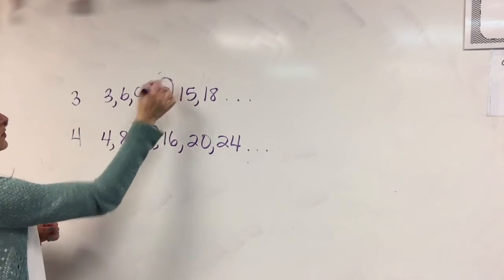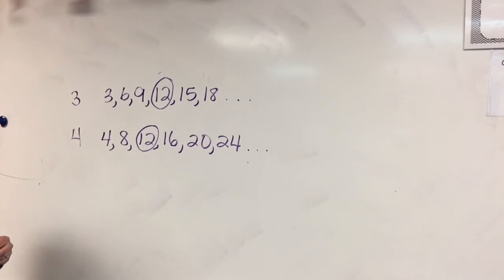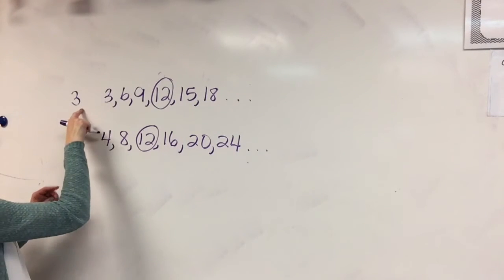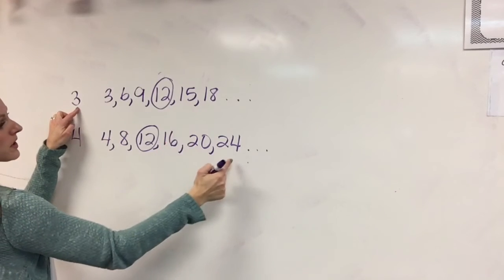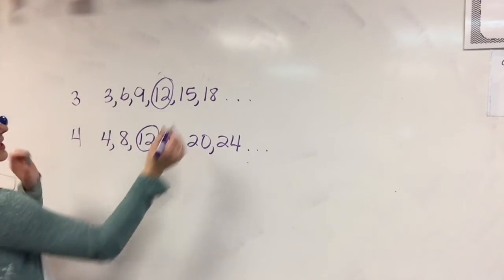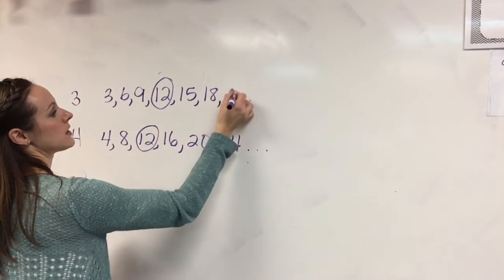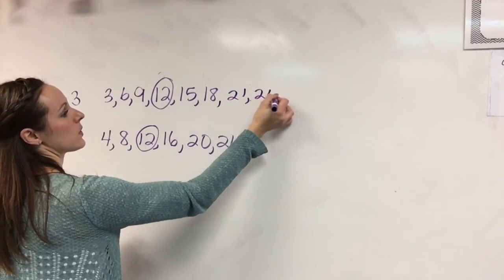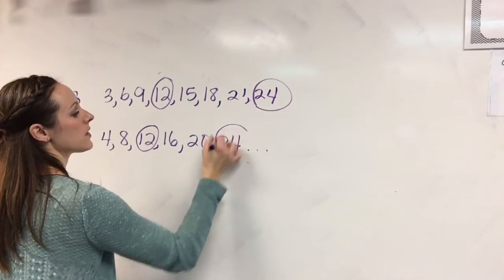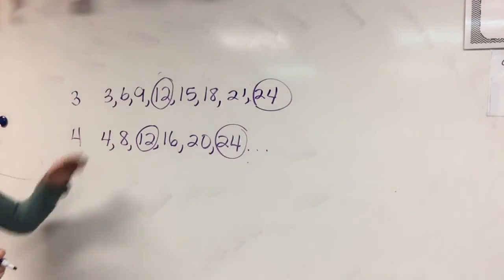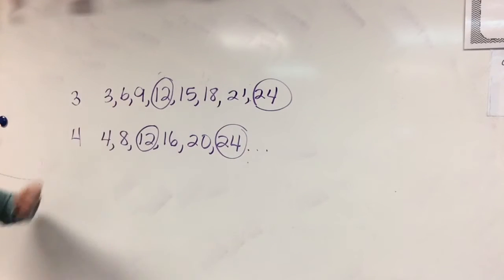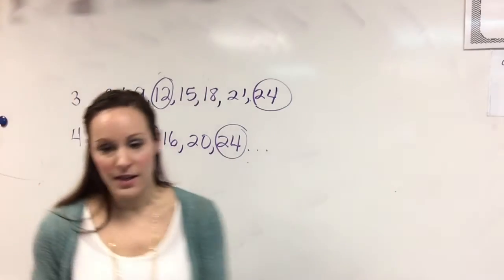So if we look at our lists here, we can see that both 3 and 4 have 12 in common as multiples. And they have more. If we kept going, we would find more. In fact, if we kept going by 3, we would get to 18, 21, and then 24. So they have both of those in common. But 12 is the least common multiple of 3 and 4. And so that's how you find that.